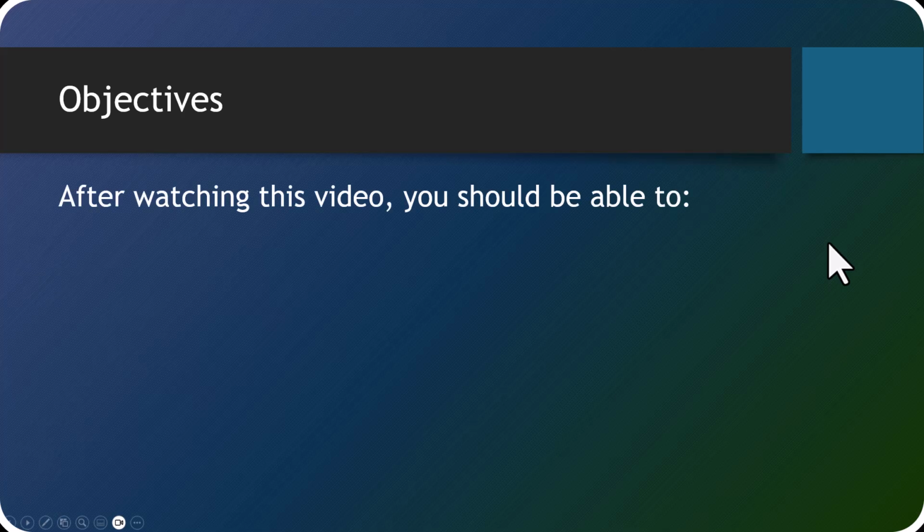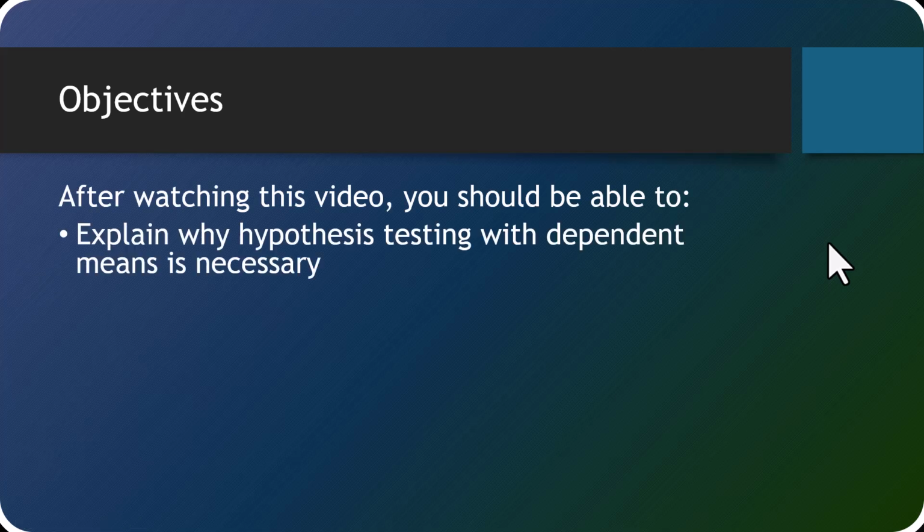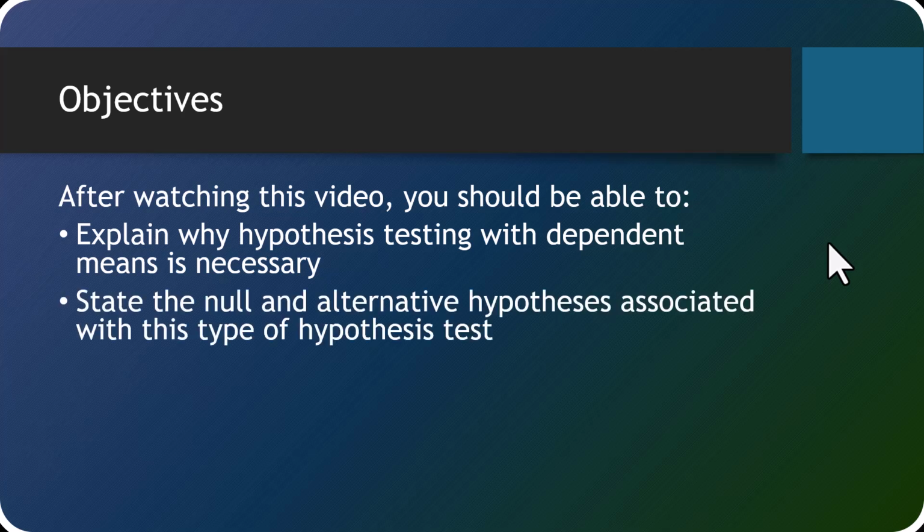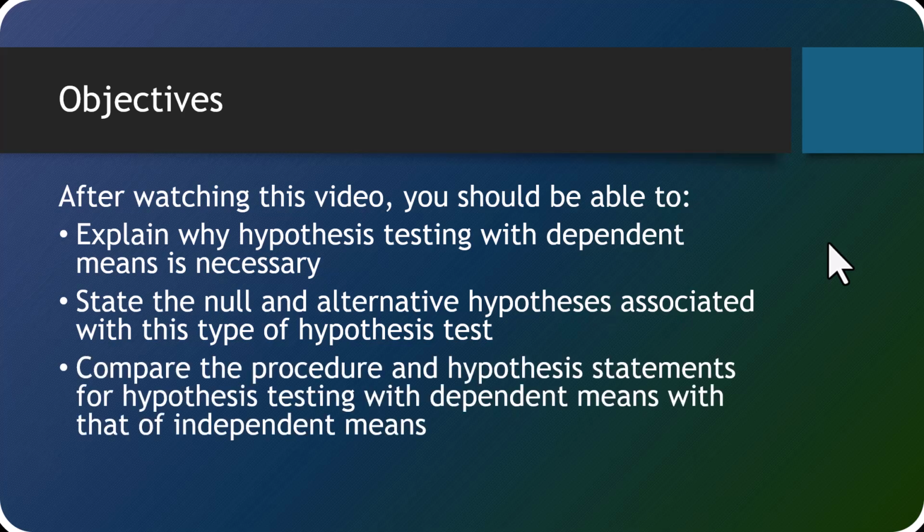Objectives. After watching this video, you should be able to explain why hypothesis testing with dependent means is necessary, state the null and alternative hypotheses associated with this type of hypothesis test, and compare the procedure and hypothesis statements for hypothesis testing with dependent means with that of independent means.